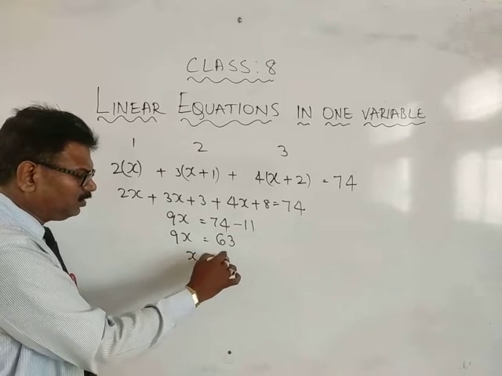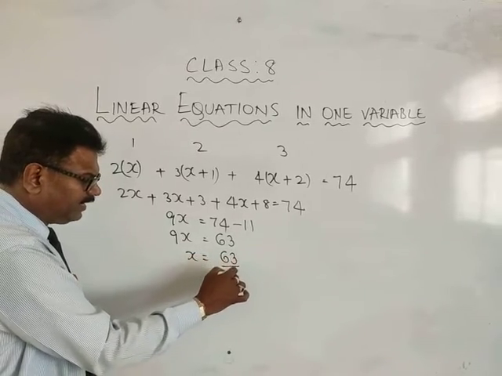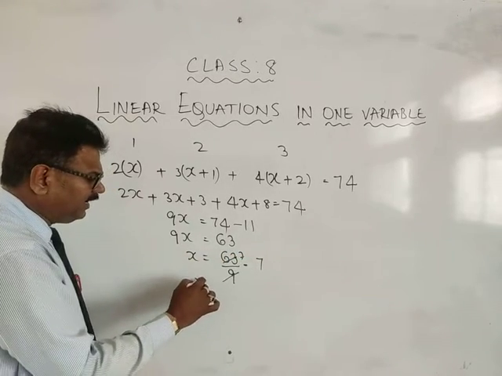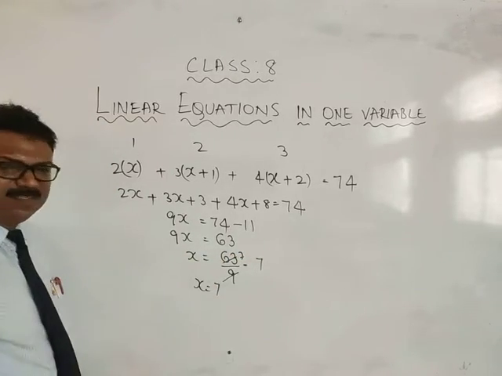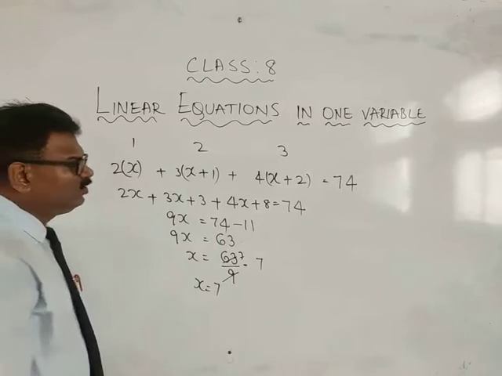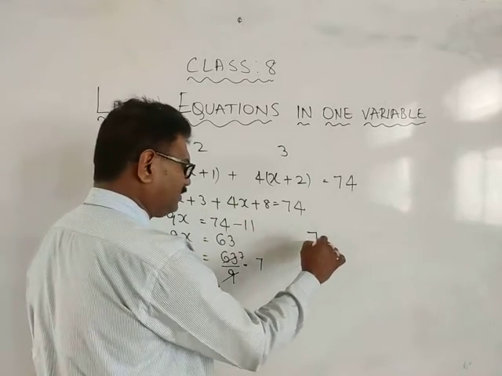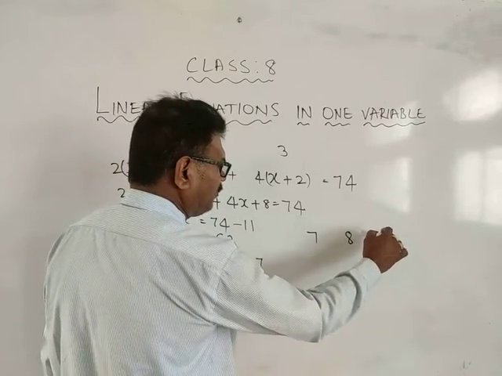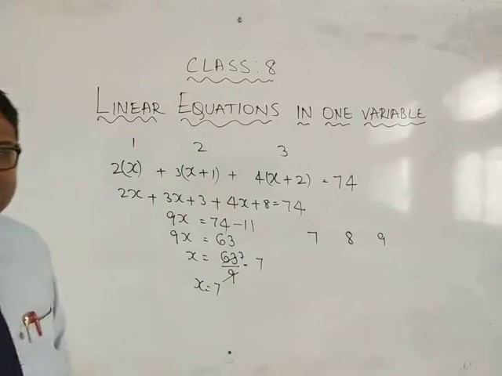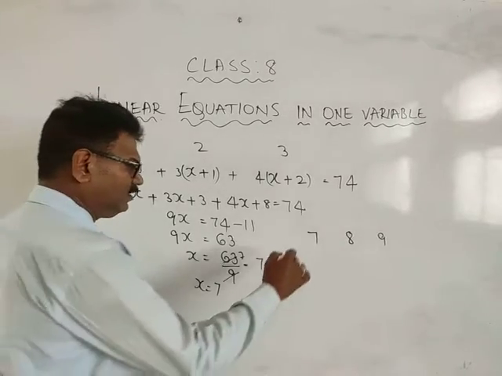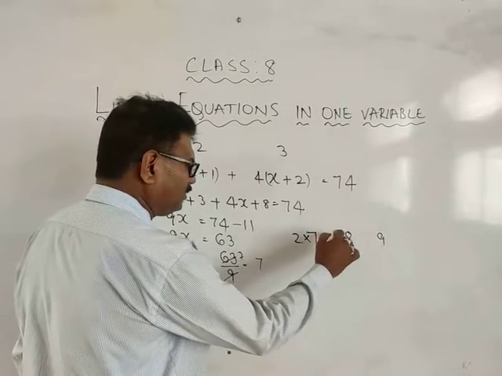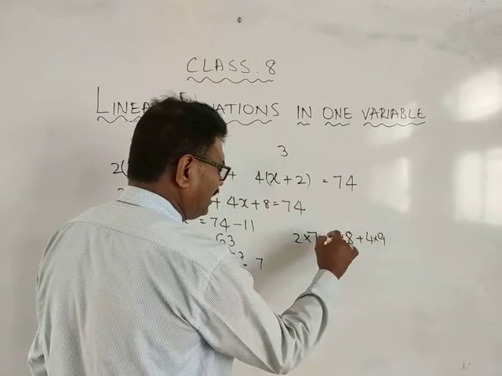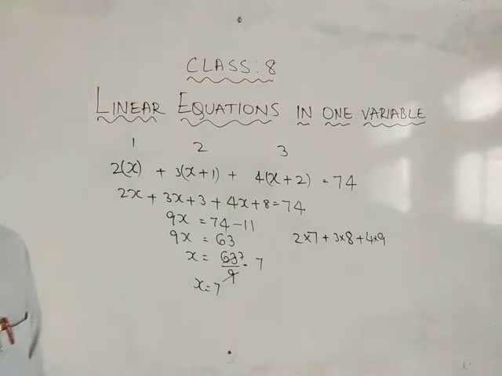x equals 63 divided by 9. 9 sevens are 63, therefore x equals 7. Now you can see, the first number is 7, the second number will be 8, the third number will be 9. Now you can multiply this with 2, this with 3 and this with 4, and add. How much will you get?